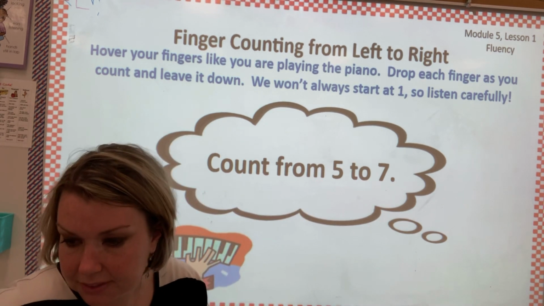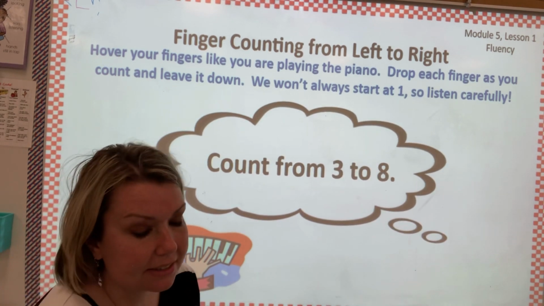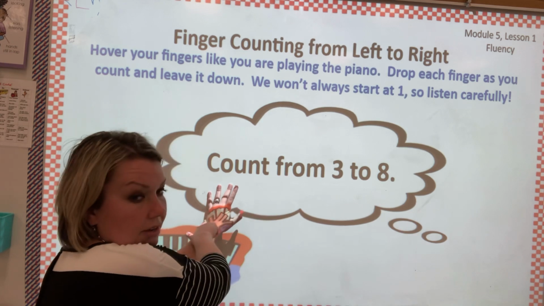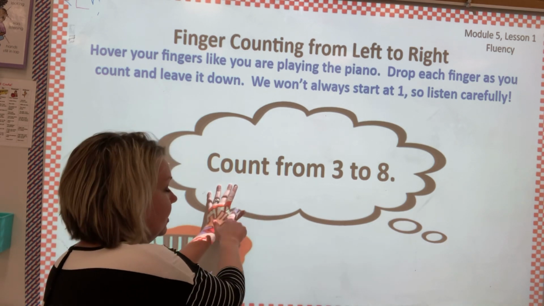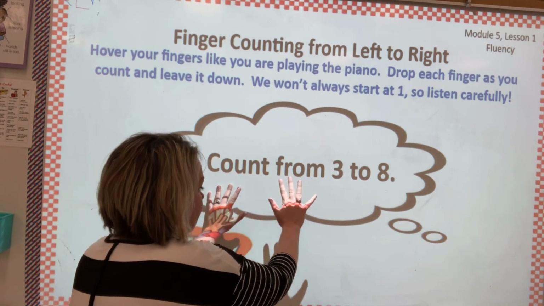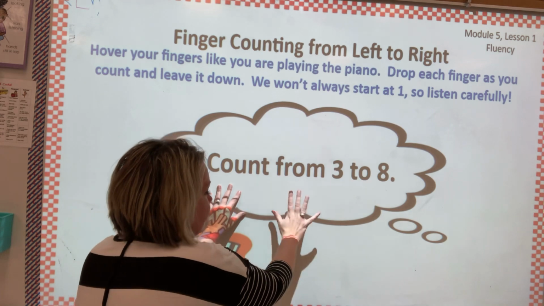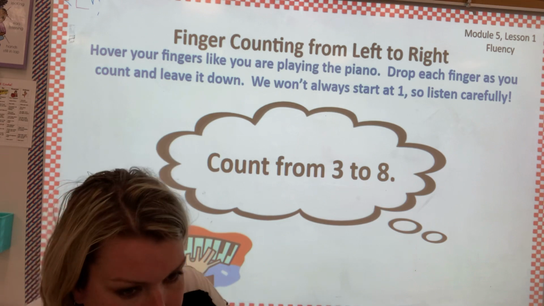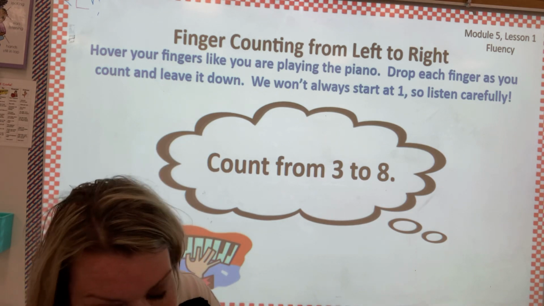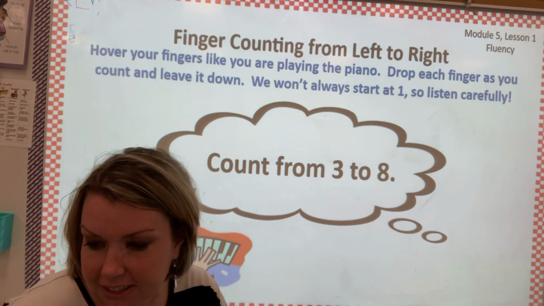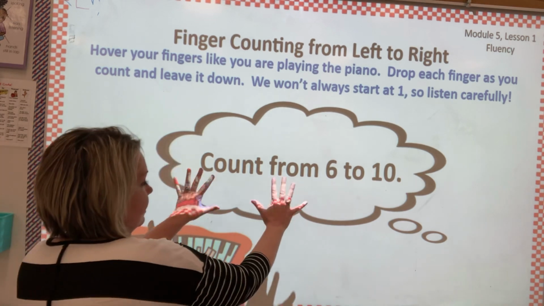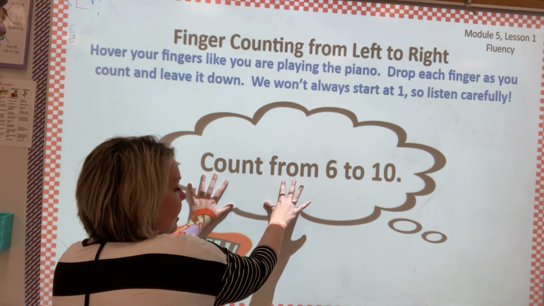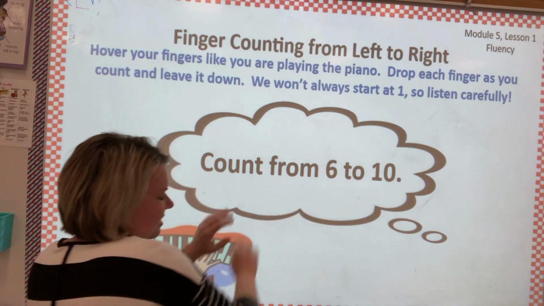All right, count from 3 to 8. So I'm going to put down 3 fingers from left to right. I've got 2 fingers still up. 4, 5, 6, 7, 8. Are you doing it with me? I hope you're doing it with me on your table. Okay, 6. I'm going to start at 6, 7, 8, 9, 10.